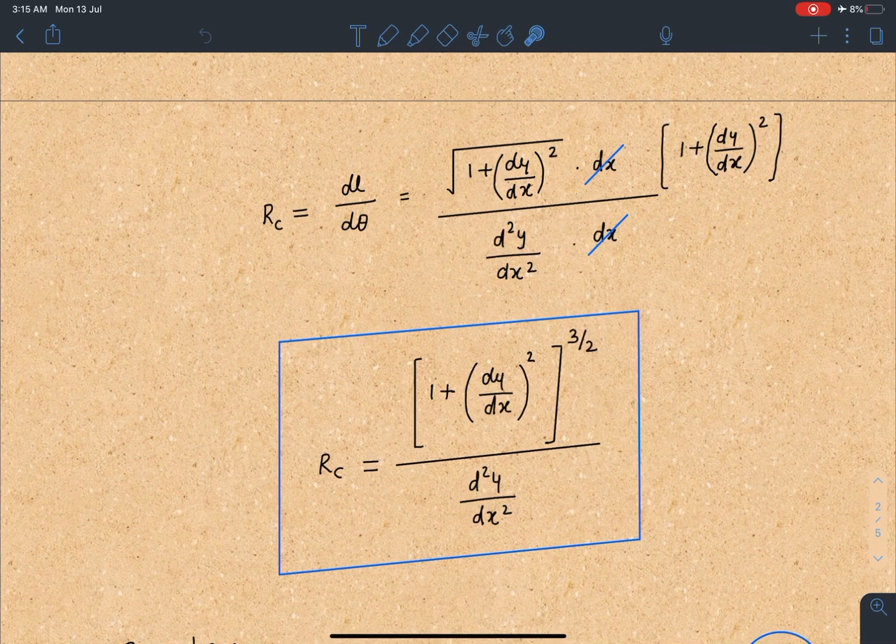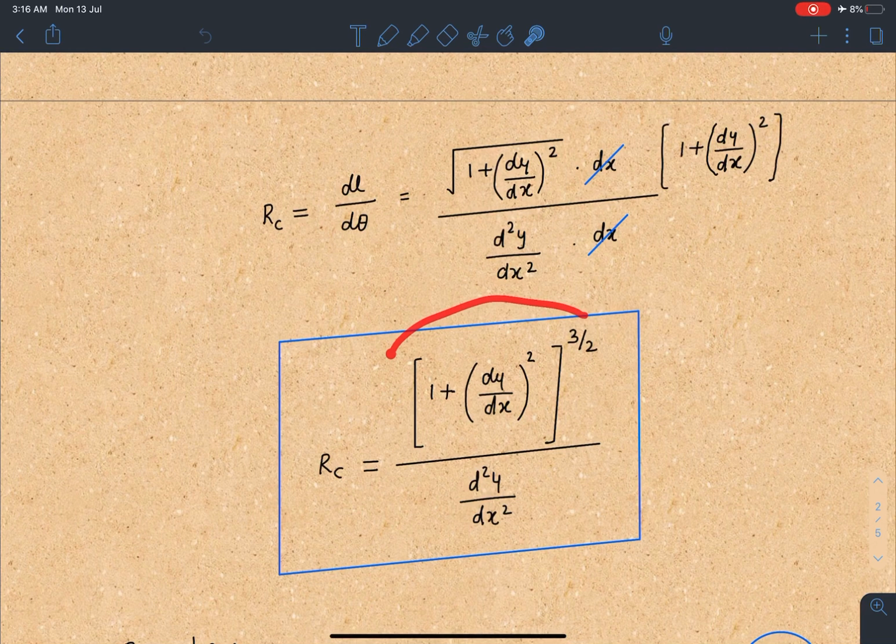this radius of curvature as dl by d theta on substituting values. If you do the calculation, many terms will get cancelled, and finally when you rearrange, we are going to get this famous formula: 1 plus dy by dx whole square to the power 3 by 2 divided by d2y by dx square. I hope you have enjoyed this formula. So let's discuss some very important points related to radius of curvature now.